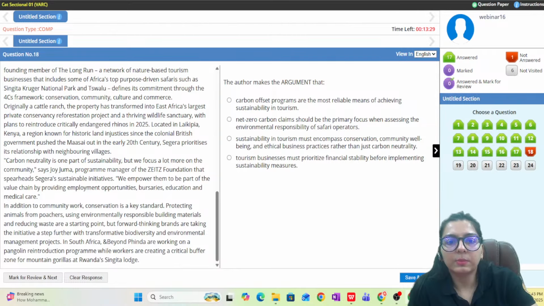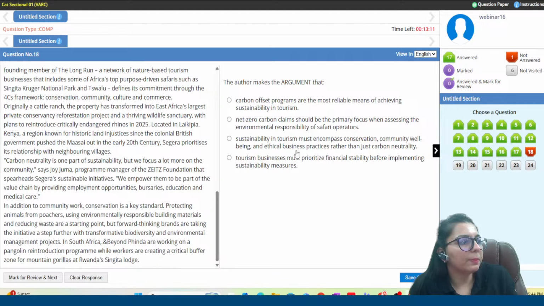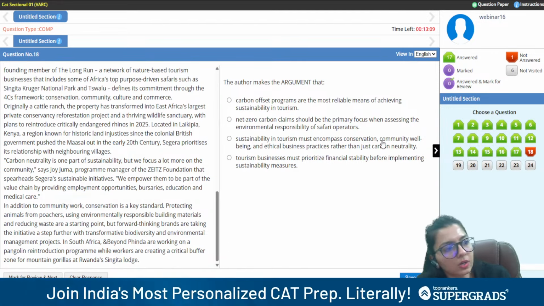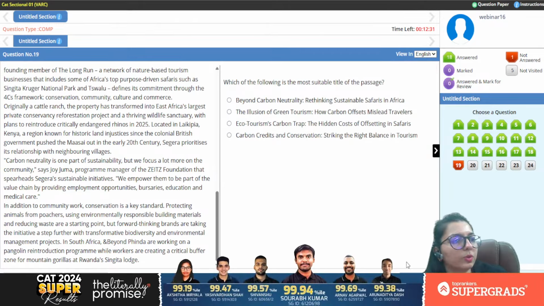So the kind of argument that I simply want has to be that sustainability should be there, they should take the 4Cs, and carbon neutrality is needed. Just that is the answer I want. Carbon offset programs are the most reliable, most explicit. Remove it. Net zero carbon claim should be the primary focus while assessing. No, sustainability in tourism must encompass conservation, community well-being, ethical practice rather than just, meaning both this and that. Exactly. Tourism business must prioritize financial stability. Throw it out, this option is quite wrong here.